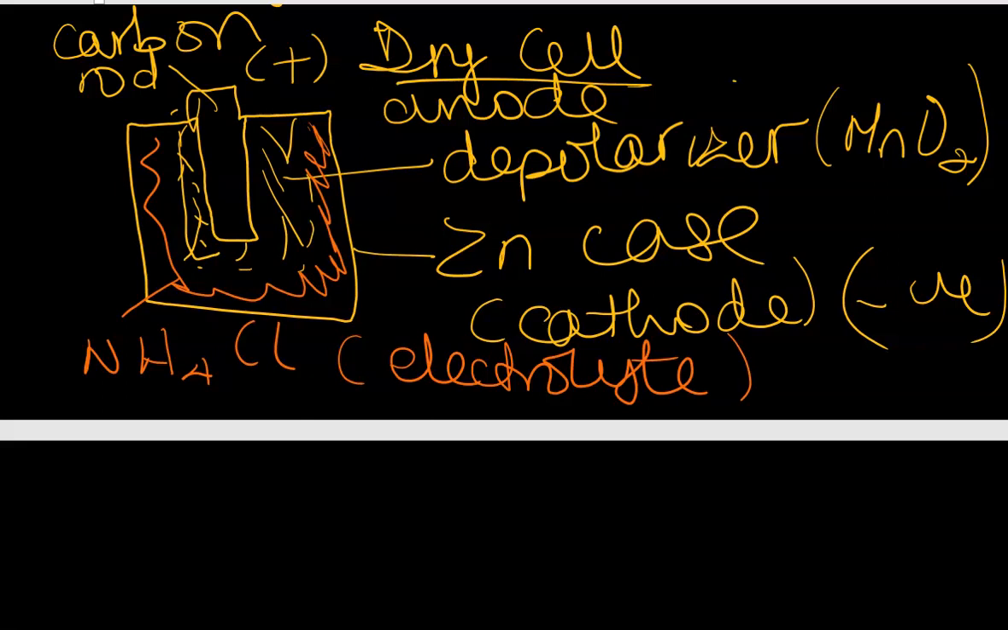Now, as a result of this reaction, when the ammonium breaks up, you have hydrogen ions being released. And you do not want a buildup of these hydrogen ions, which is why you have a depolarizer. What a depolarizer does is that it's manganese dioxide, and the oxide reacts with the hydrogen to produce water.